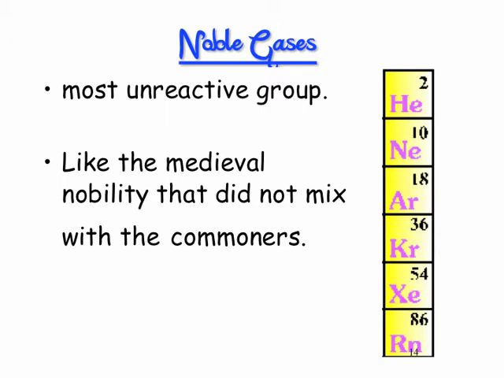Our last family in the main part of the periodic table are the noble gases. They are the most unreactive group. We did say that they do not mix with the commoners, so if we think about the nobles in other countries, they're not out hanging out in the streets with the regular everyday people, so they are noble and they are not interacting with the commoners or the regular elements.